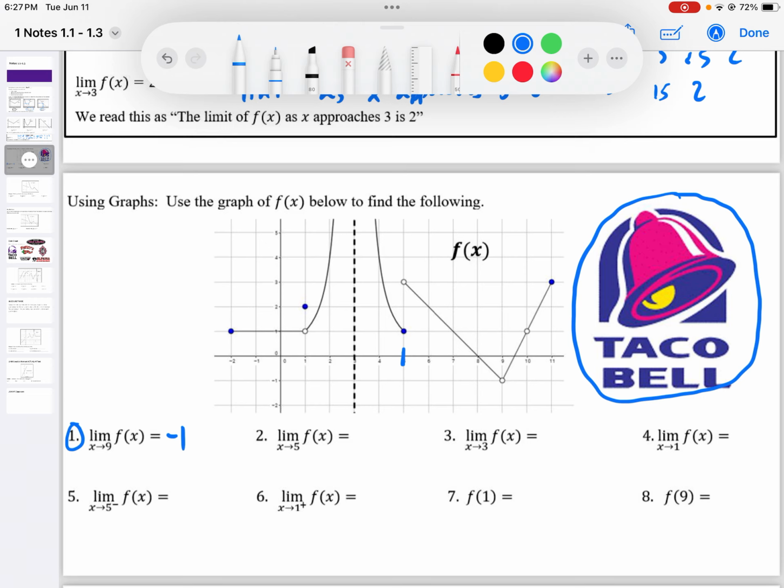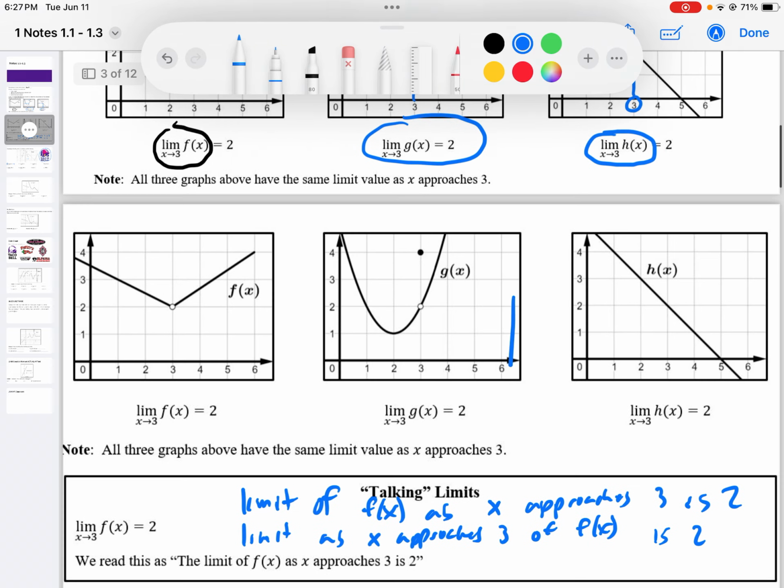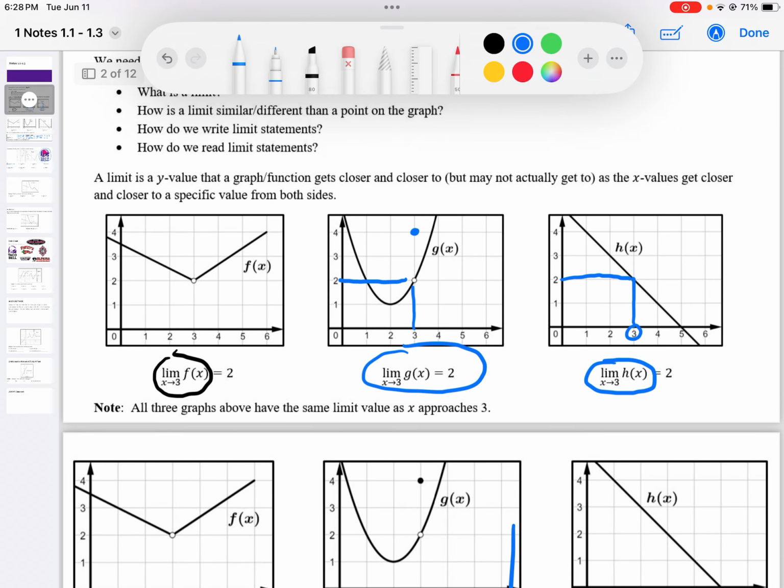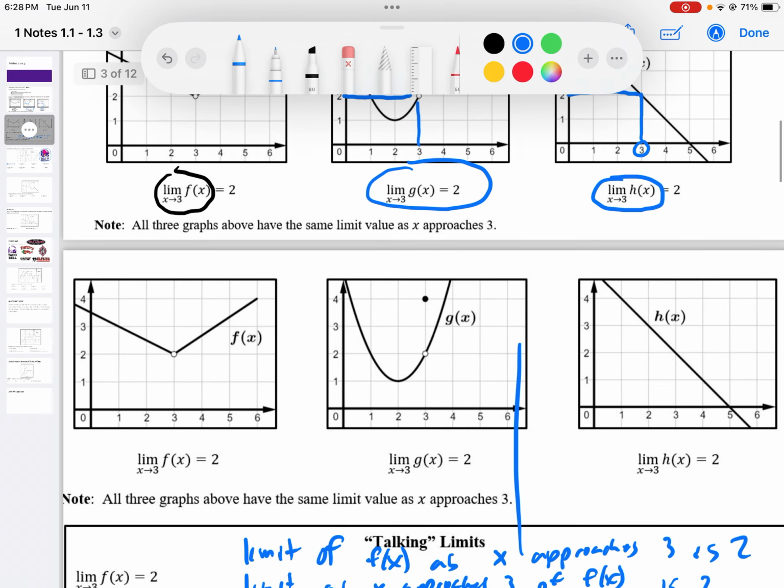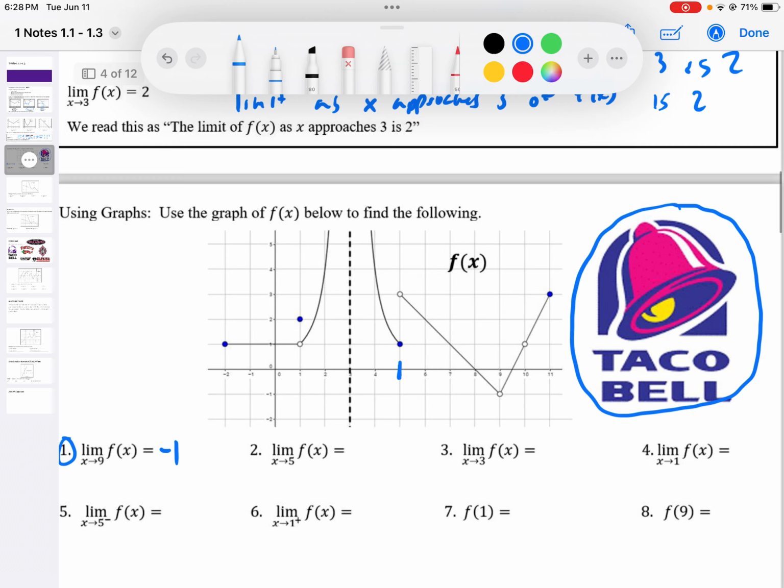So the limit, if you go back to the definition, it says from both sides. So as the x's approach the number that you're looking at, the left-handed and the right-handed have to be coming to the same thing. So if I'm thinking about, would we meet up at Taco Bell here? So I'm coming from the left and I'm here. My friend is coming from the right and he ends up there.